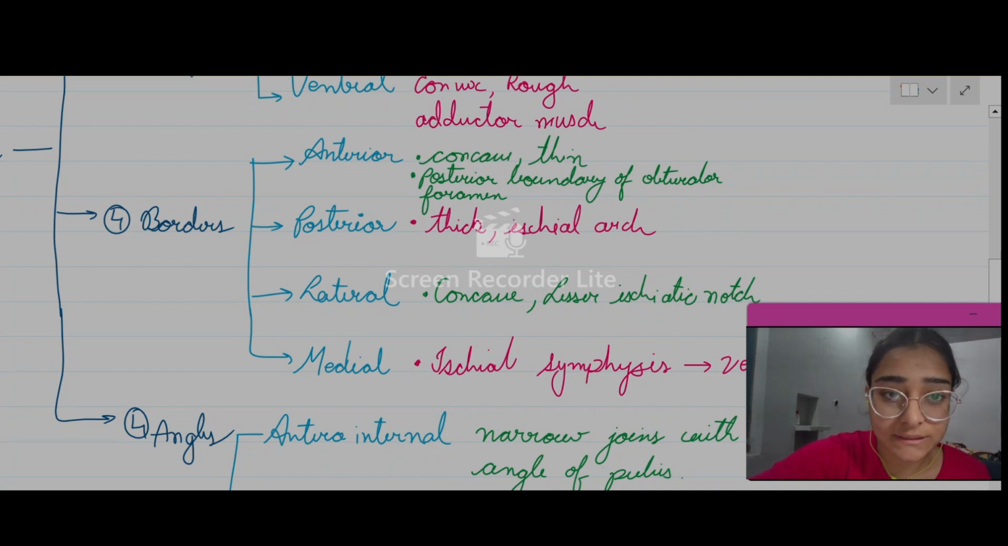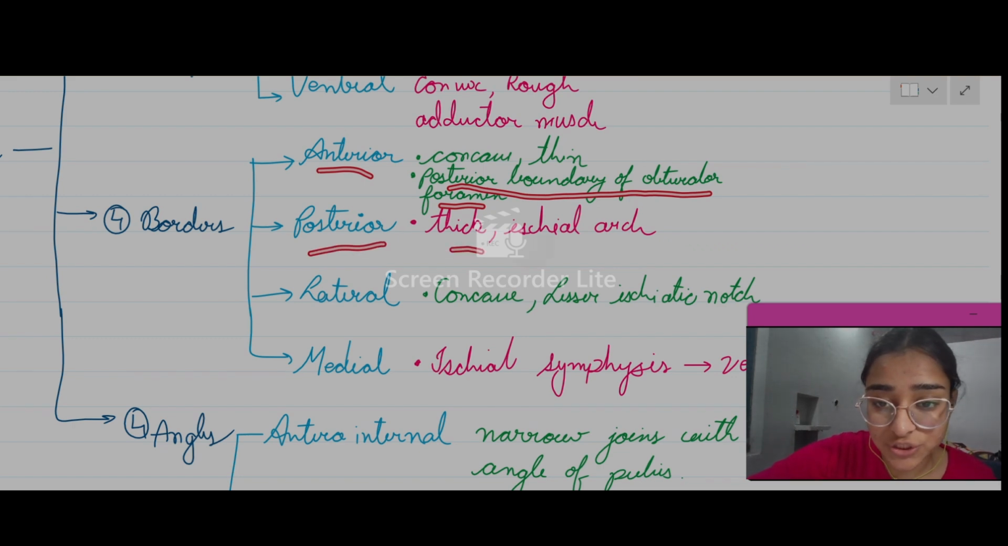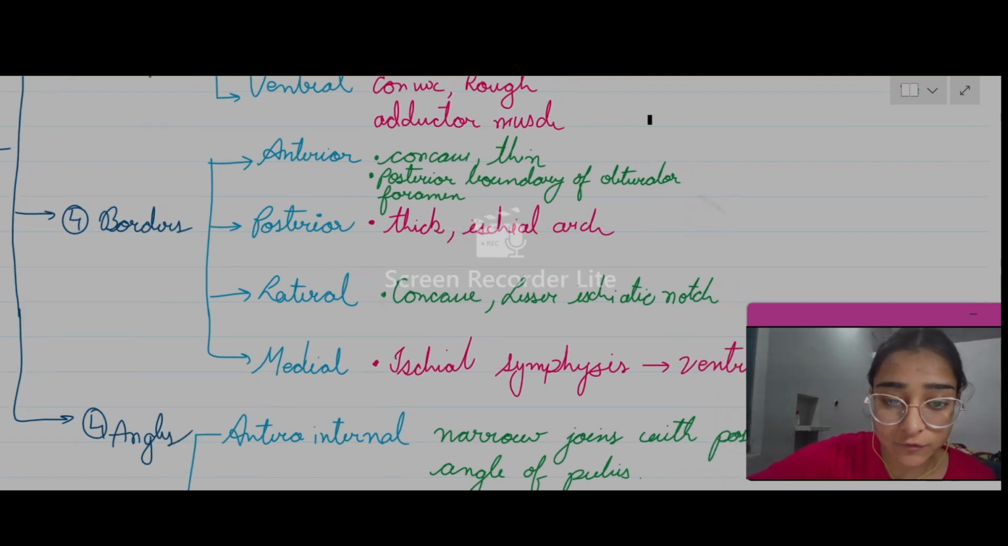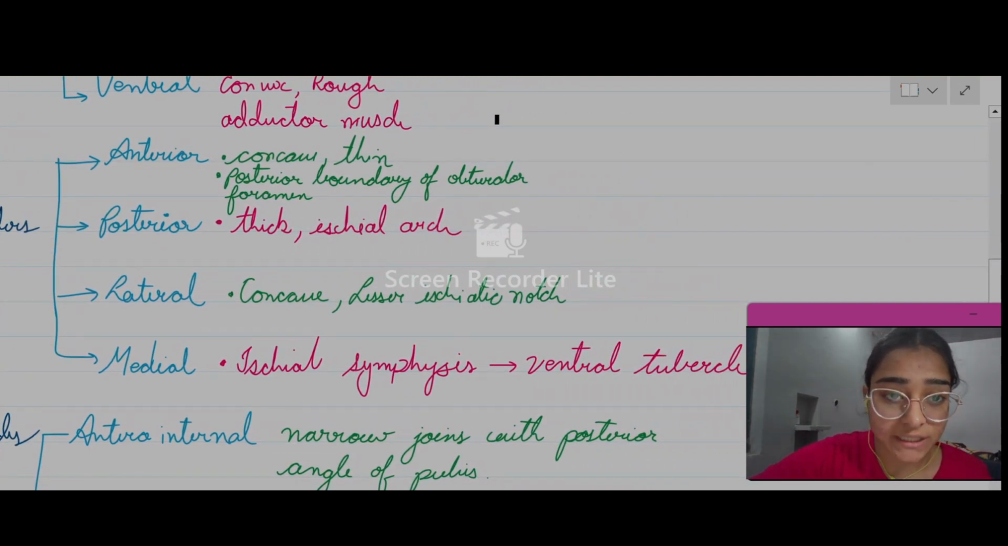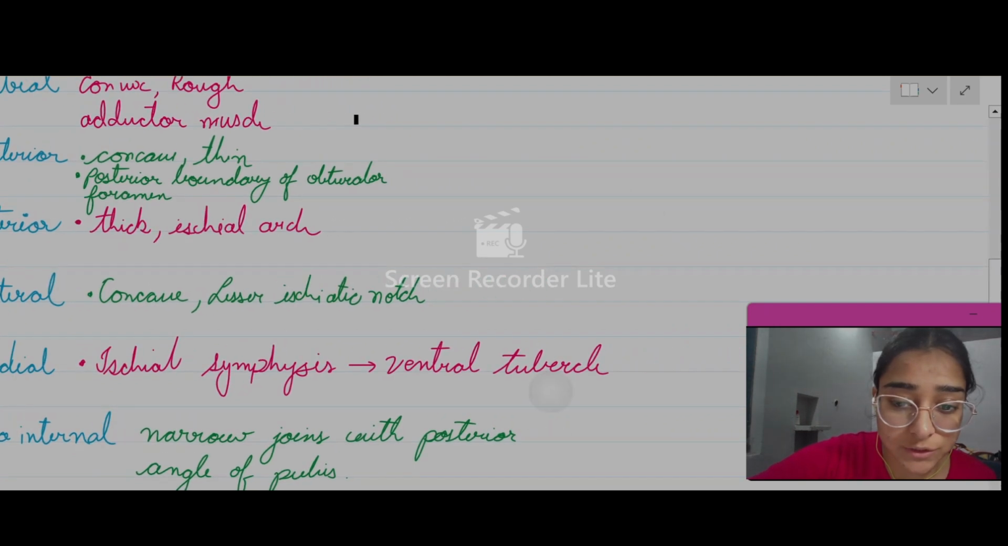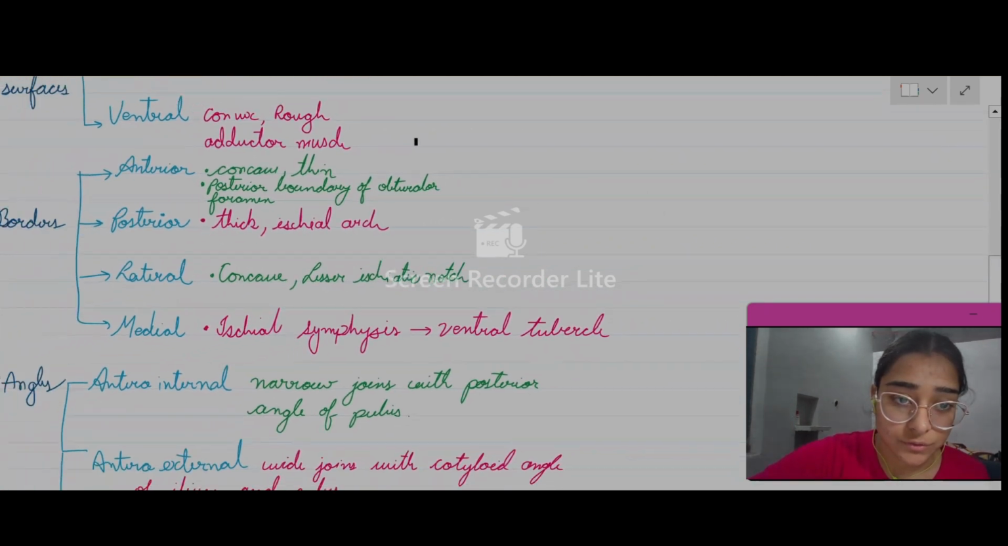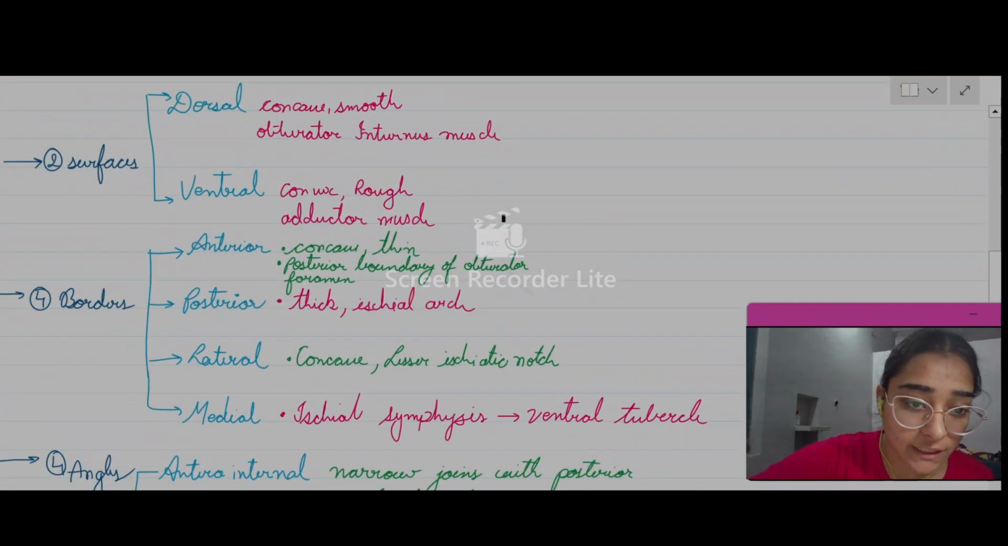Anterior is concave, thin. Posterior boundary of the obturator foramen is formed by the anterior border, and posterior is thick, ischial arch is present, and lateral one is concave, lesser ischiatic notch is present. Medial border, it consists of ischial symphysis, which forms the ventral tubercle. So this was about surfaces and borders.